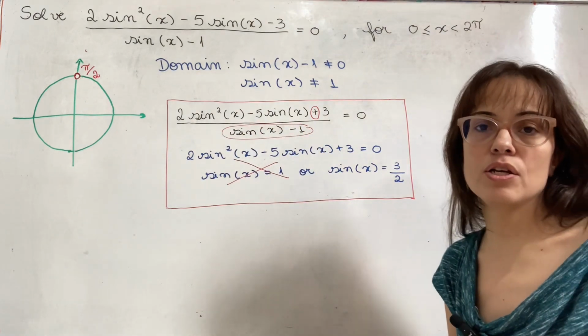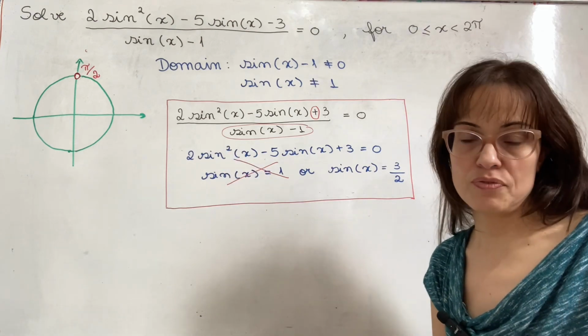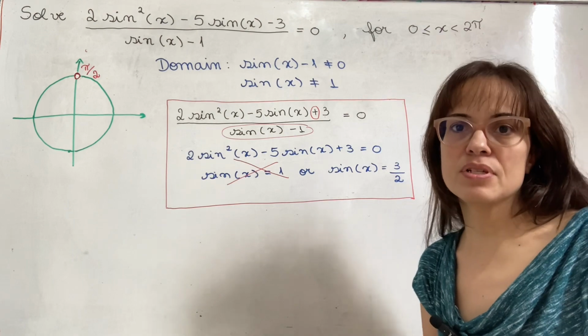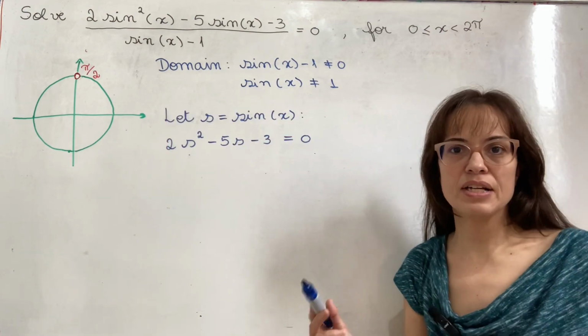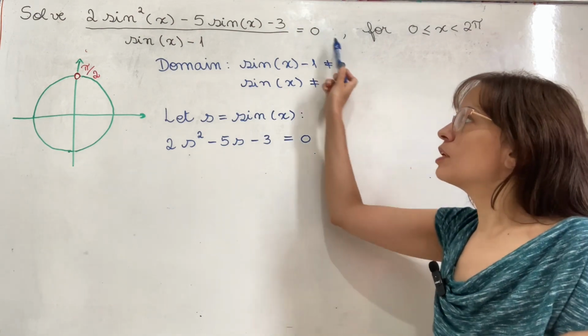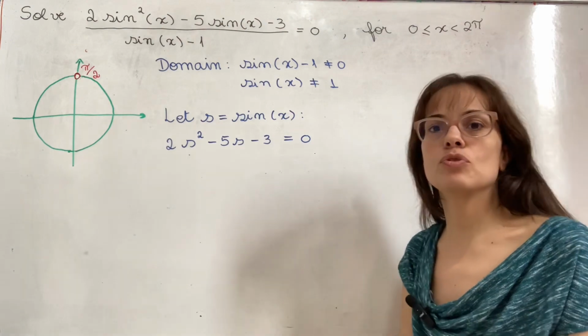Okay, so this is why you actually have to do this initial step, even though a lot of times it doesn't matter. It's still safer to show that you know what you're supposed to do. Okay, now for the next step, I've already multiplied both sides of the equation by sine minus 1, so now I only have the numerator.